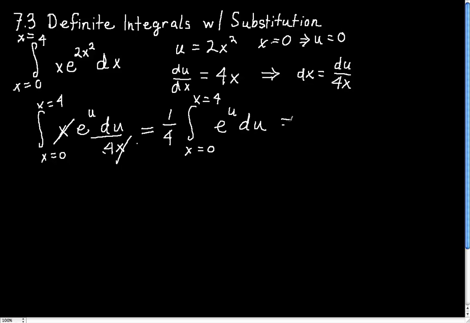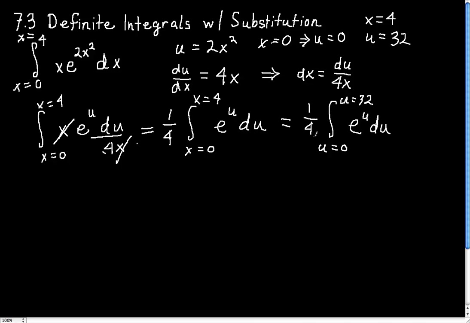So I can substitute with my limits as well. My 1/4 stays, and I have the integral from u equals 0. And what about when x equals 4? Well, when x equals 4 means that u equals what? Well, u equals 4 squared times 2. 4 squared is 16, so u equals 32. So I can put at the top here u equals 32. And my integrand stays the same, e to the u du.